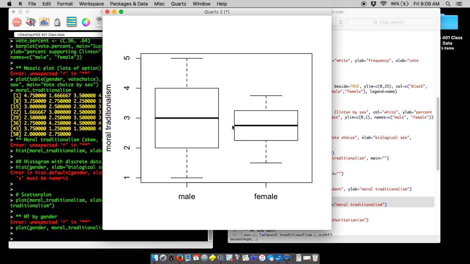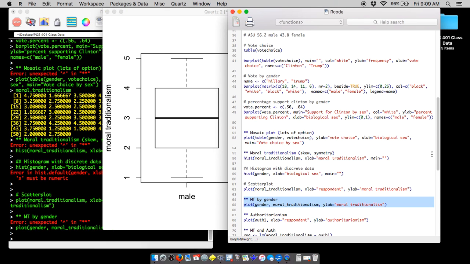But the distribution is very different, right? We saw in the textbook that these box plots show us the interquartile ranges, the 25%, the 50%, and then the 75%. So we can see that the spread here is much bigger for men than women, right? There's a lot of variation in moral traditionalism among men, some being very low, some being very high, whereas we don't see that much in terms of women, and that's something interesting that we might want to know.